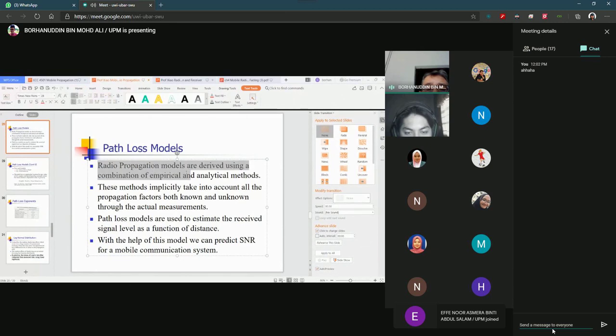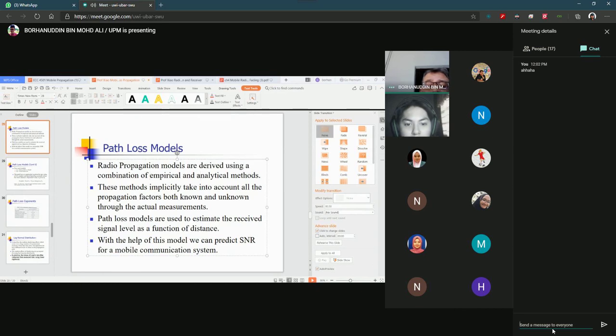Radio propagation models are derived using a combination of empirical and analytical methods. All right, so this is what I've been saying. Empirical means you actually do the measurement. There is a truck, normally a four-wheel drive with a receive antenna and all the equipment that measures. They go around the place that they want to cover, whether it is a city or other areas. They log it and then they can map it. So this is called empirical.